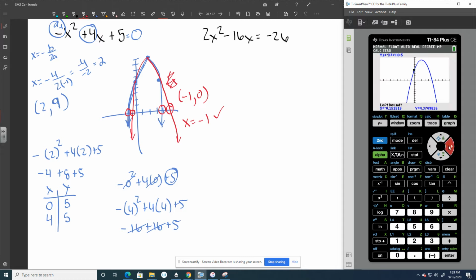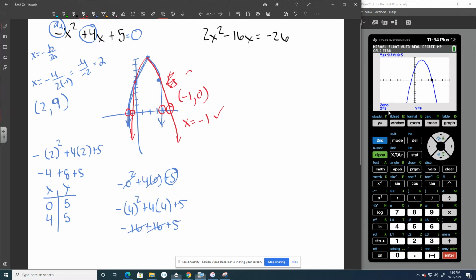And as long as I'm to the left, I can even choose clear over here. As long as I'm to the left of where I cross, and as long as I'm to the right, it doesn't matter where I pick, and then I'm going to guess right on it. And we were right, it is 5. So my other point is 5, 0, which means that x is equal to 5. So those are my two solutions, -1 and 5.